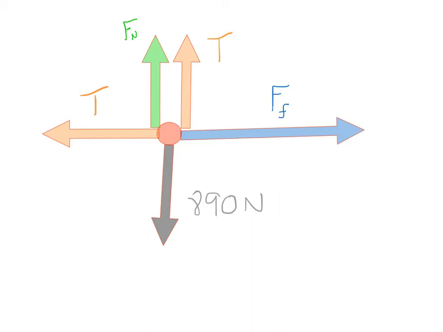What they want us to find out is the minimum tension he would have to pull to break the force of static friction. So we're actually looking for the static friction force, not just any force. And they tell us that the coefficient of static friction for this particular problem is 0.53.